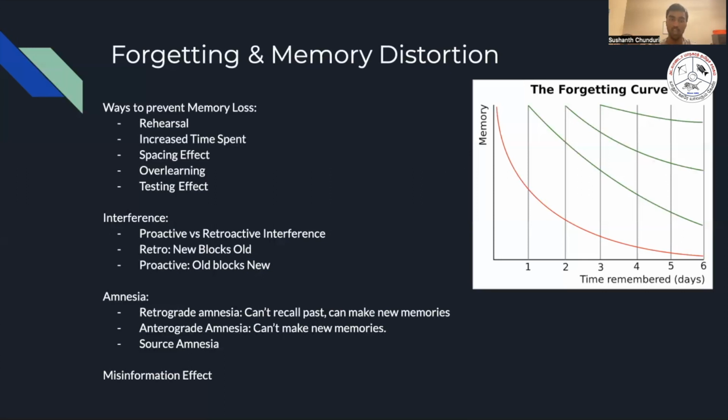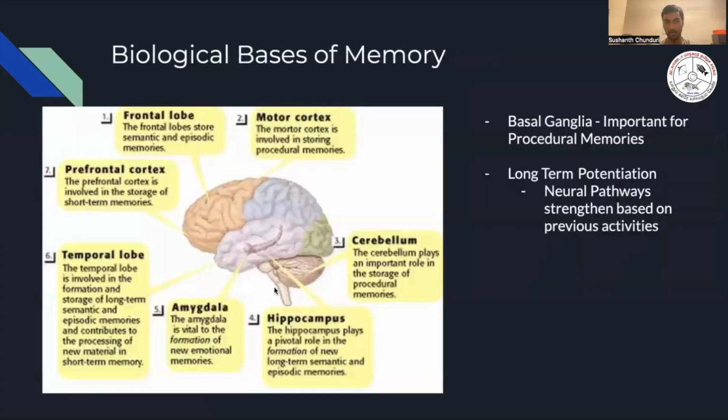Source amnesia is when you can't remember where you got information from, but you have that information. So that's another thing. That's something that happens to everybody. And then something important is the misinformation effect. This is not really a type of amnesia, but it is memory distortion, right? The misinformation effect is when you have the information, but then you use other information and come to a conclusion, and your brain thinks of that other information as true. So that's the misinformation effect there, and it causes a lot of bias and problems.